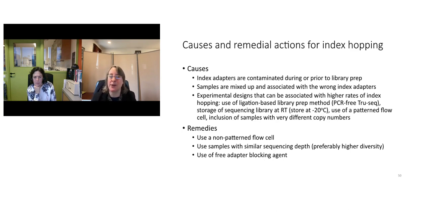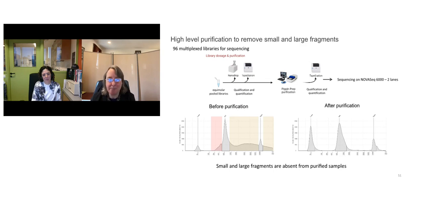And patterned flow cells, this has to do with the much higher density of these patterned flow cells, which apparently gives you a greater likelihood of getting these barcodes to carry over. So that's one of the major reasons why you see the difference in the different sequencer types. Remedies are some obvious things: try to use samples with similar sequencing depth. If you're doing MRD analysis, don't put the diagnostic samples in the same sequencing run with the MRD. And Illumina actually sells a free adapter blocking agent too, which might be helpful.